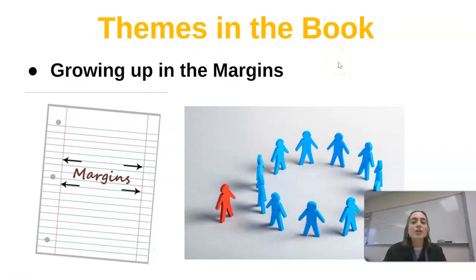The first main theme is called growing up in the margins. The margins literally mean the white edges on the side of a piece of paper. And so to grow up in the margins means that you've been pushed out, you've been ignored or neglected, and not really included. So I want you to think about Peter's childhood and look for ways in the book that he's been neglected or pushed off to the side or ignored by the adults in his life or by institutions like the state school.